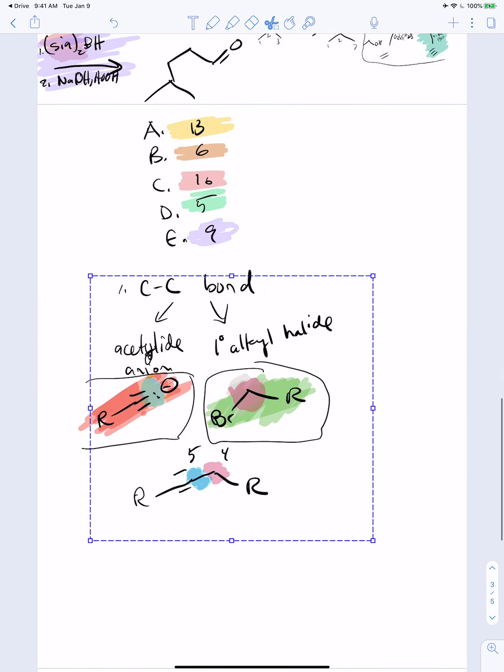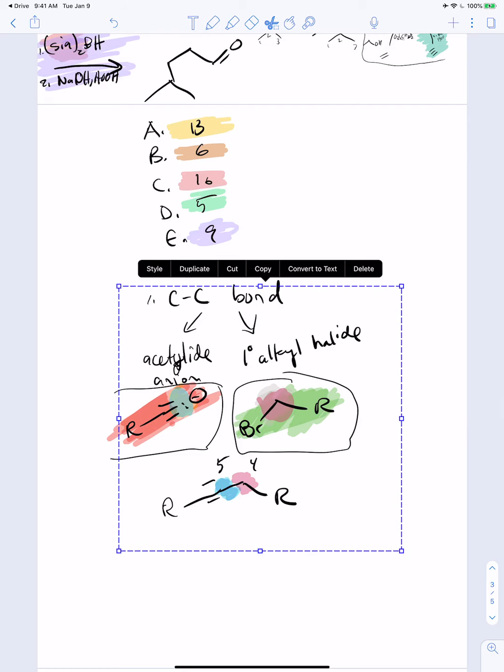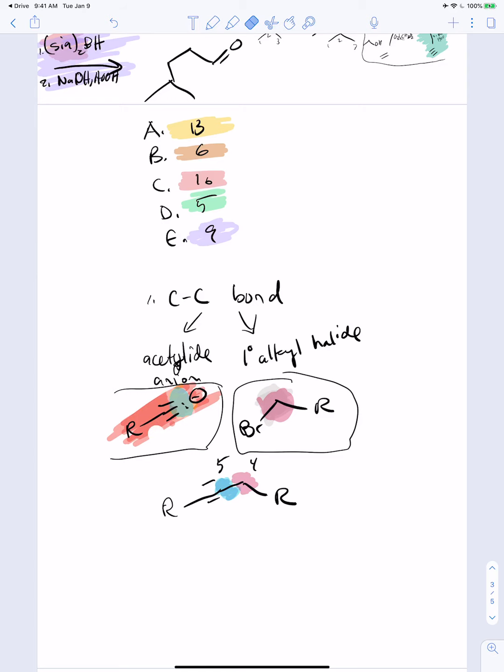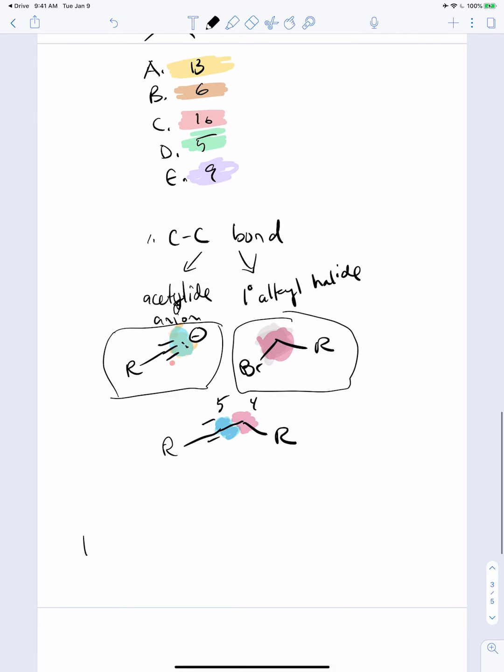In terms of what you're trying to figure out, this one's a little bit messy because I have colors everywhere. Let me simplify that a little bit. This is really important, so be sure that you're able to do this. You want to be able to go in both directions.